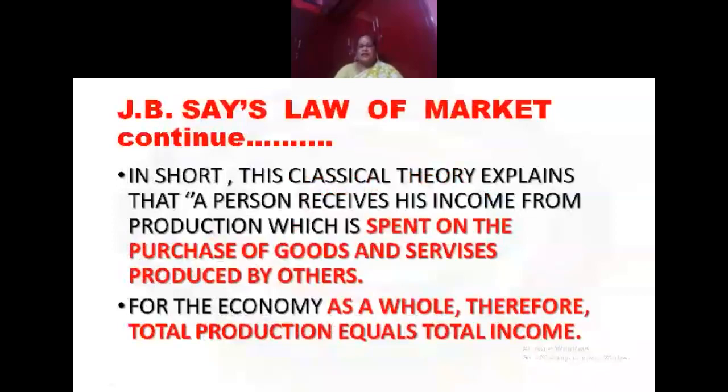J.B. Say's law of market continues. There are so many points which I have given in short. The classical theory explains that a person who receives his income from the production spends it on the purchase of goods and services produced by others. Next, for the economy as a whole, therefore, production equals total income.